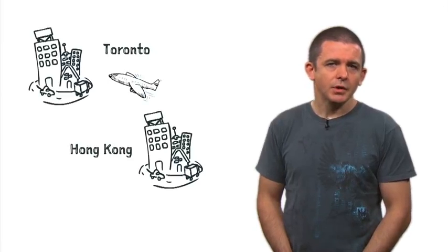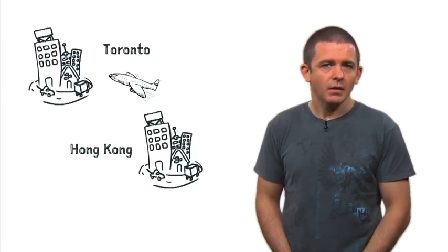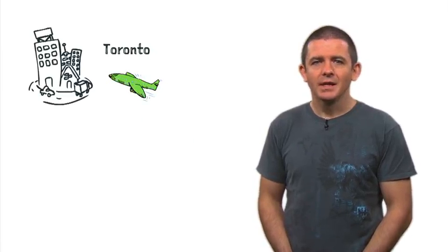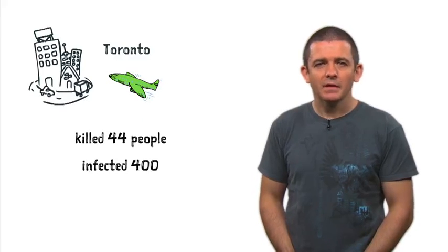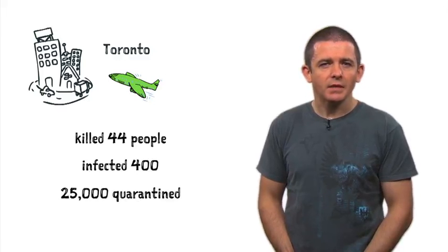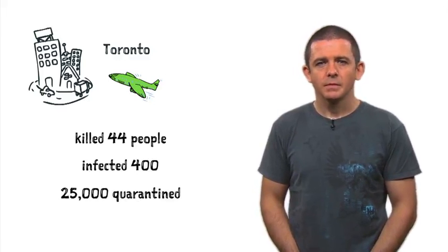As terrifying as that is, what is scarier still is the speed of air travel, allowing infected people to travel thousands of miles away without appearing ill. This happened when a Canadian lady returned home to Toronto after a stay in Hong Kong, asymptomatic. She carried the SARS virus to Toronto that killed 44 people, infected 400, and led to the quarantining of 25,000 Toronto residents.